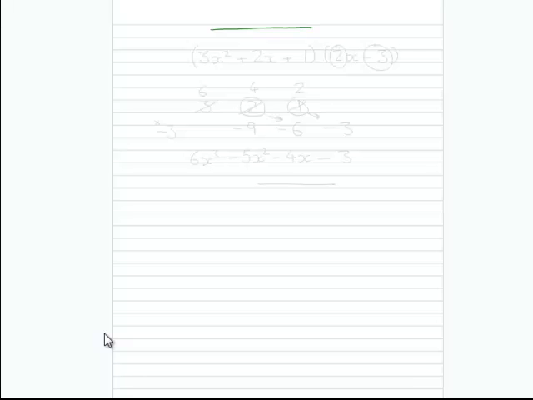Let's look at another example of multiplying a quadratic factor by a linear factor to make a cubic. So we've got 3x squared plus 2x plus 1, and we want to multiply it by 2x minus 3. Let's have a go. So writing down the coefficients of the first polynomial, 3, 2 and 1, our multiplier is minus 3.